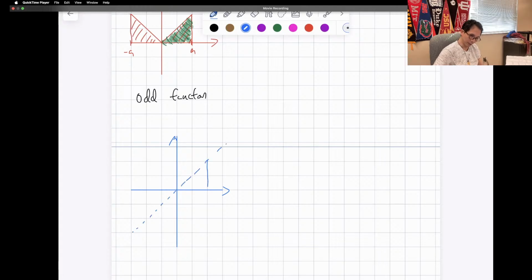So this area and this area, they offset each other, right? One is negative, so the integral value is going to be negative. One of them is positive. So the integration between negative a to a of f of x is equal to what? 0. Very intuitive. The negative area on the left side is equal to the area on the right side, so they kind of offset each other. Negative 2 plus 2 equals 0.